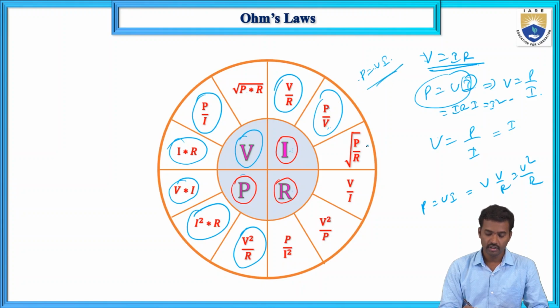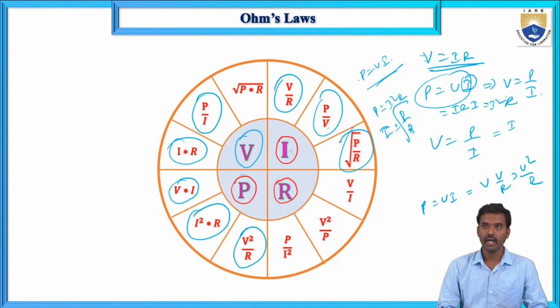And next here, this one, I square R. P equals I square into R, which means I equals square root of P by R. Is this okay? And next thing, R equals V by I. This one. R equals V by I. Is this one okay?